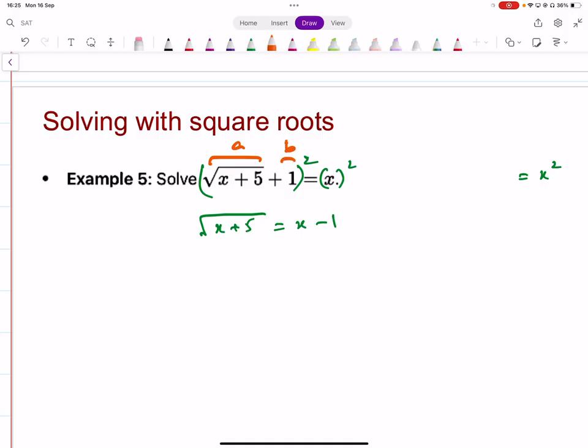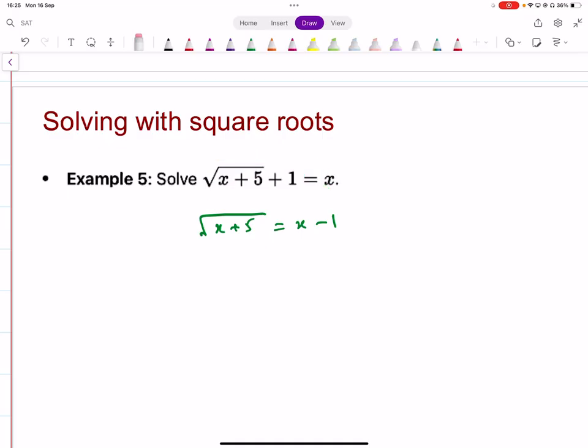A squared is going to be okay because that's just x plus 5. B squared is also okay because that's just 1. But 2 into a into b, उसमें square root फिर भी रह जाएगा आपका, तो वो खत्म नहीं होएगा फिर. Okay. So this is what you should do first.